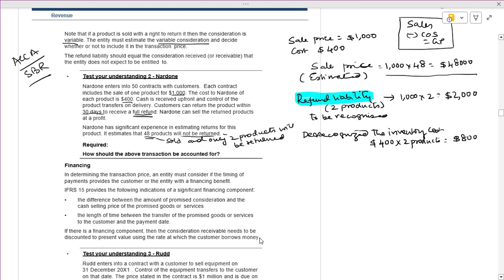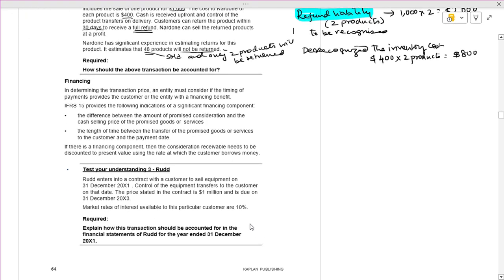Now coming back to this, in determining the transaction price, the entity must consider the timing, in terms of financing, of payments provided by the customer, if the entity has that financing benefit.